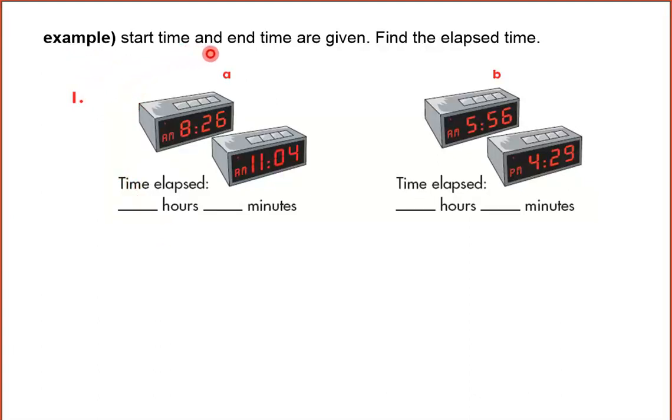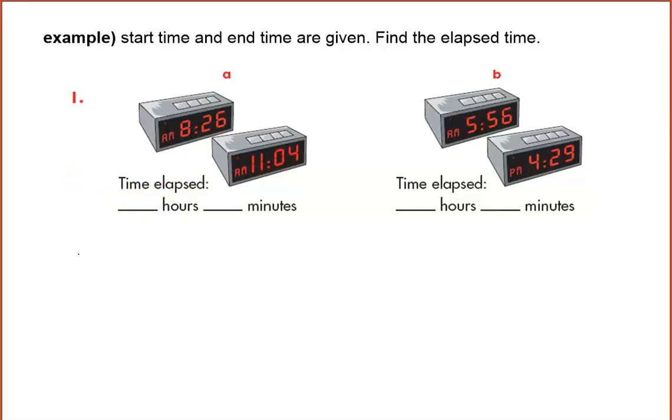A start time and end time are given. Find the elapsed time. So here the start time is 8:26 and end time is 11:04. We want the elapsed time, so this is a subtraction operation with time. So I need to do subtraction.